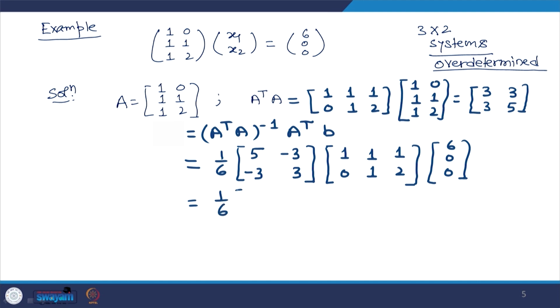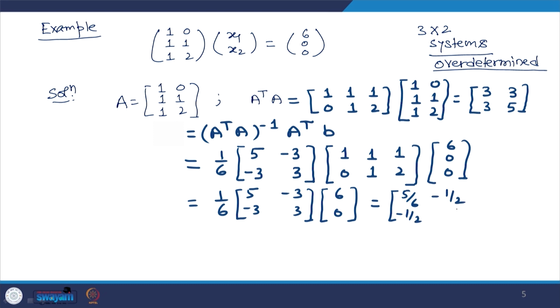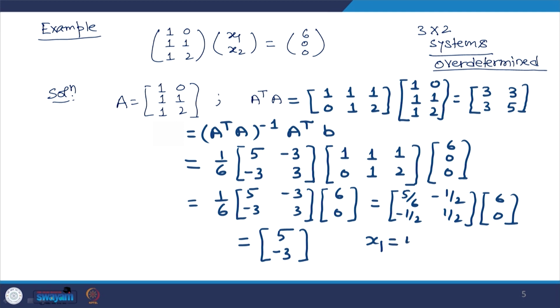So this will be 1 by 6 times [5 -3; -3 3] and then [6; 0]. Now it will be [5/6 -1/2; -1/2 1/2] into [6; 0], which will be [5; -3]. So the least square approximation is x1 equals 5 and x2 equals -3. In that way we are able to find the least square solution of this overdetermined system.